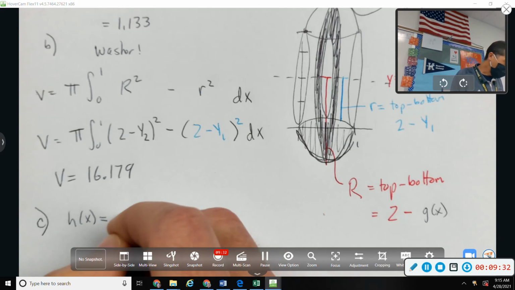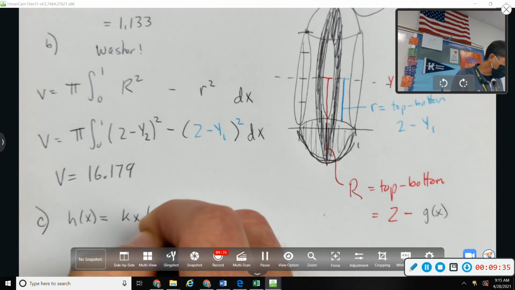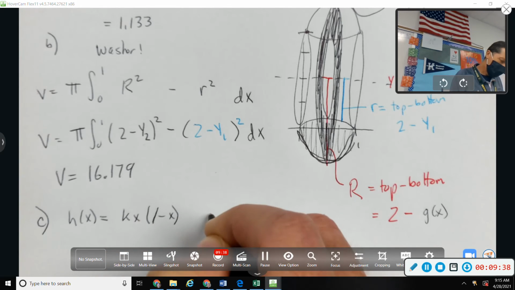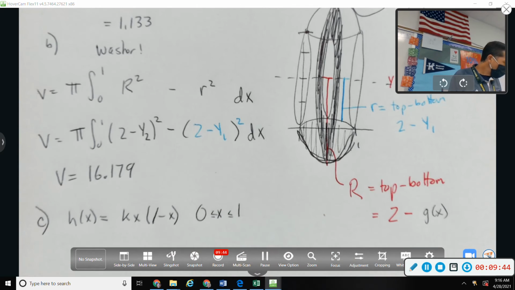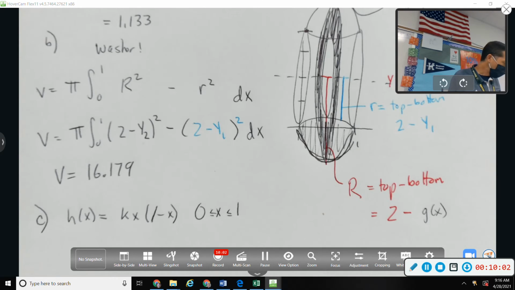Let H be this function, kx times 1 minus x, where x is between 0 and 1. For each k greater than 0, the region, not shown, enclosed by the graphs of h and g, which we really don't know what h is, but okay, we don't know what the graph looks like. There is a value of k for which the volume of this solid is equal to 15. Write, but do not solve, an equation involving the integral expression that could be used to find the value of k.